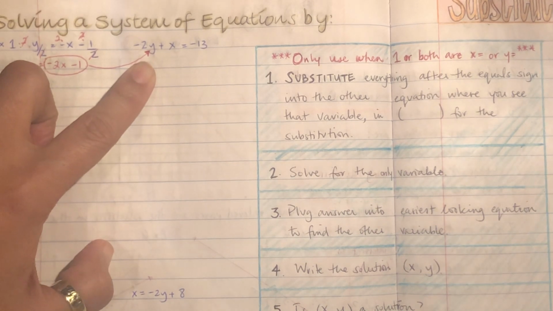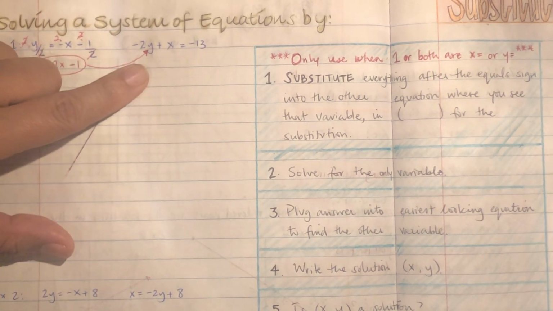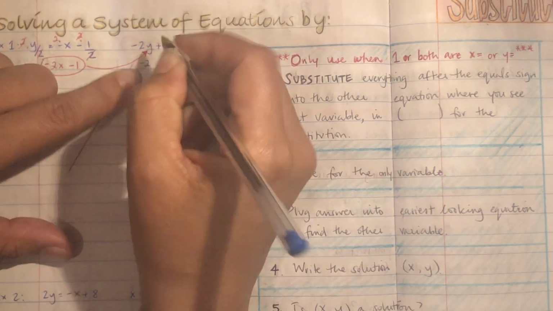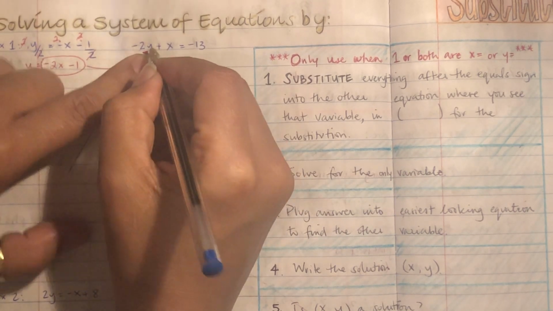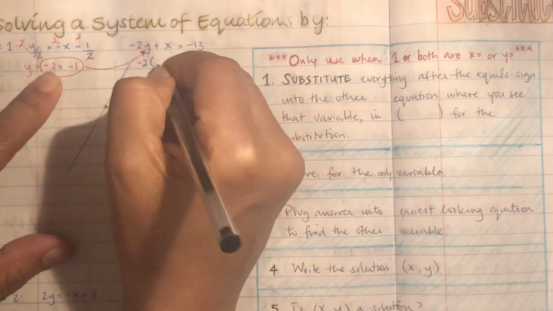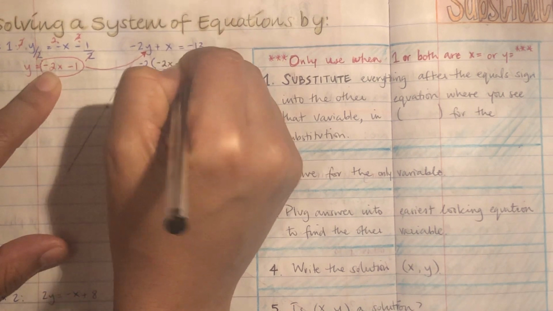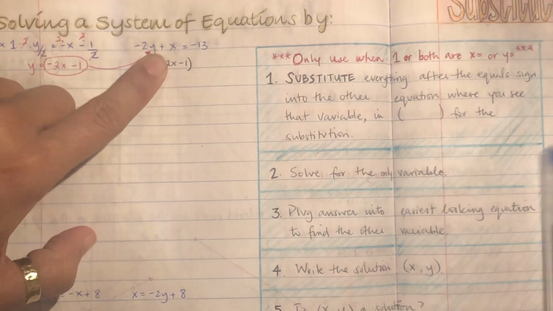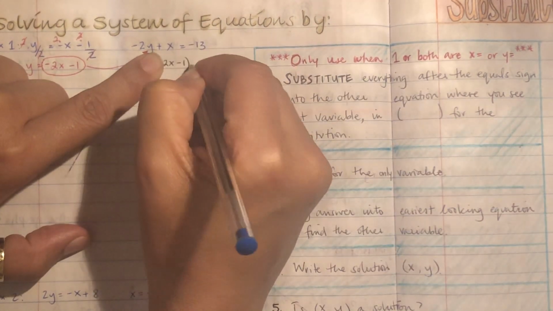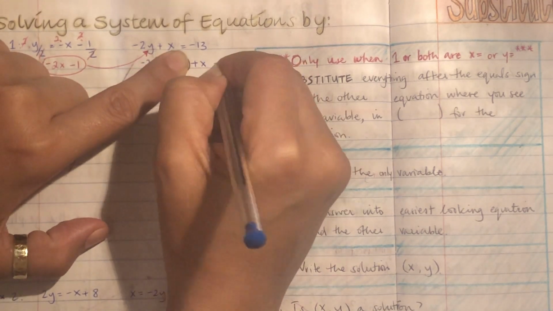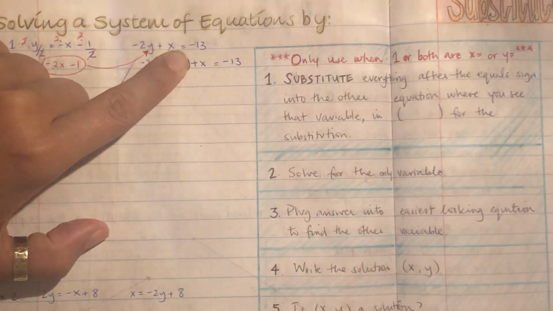Okay, so it's going to be negative 2, so I'm copying it down. Then parentheses for the substitution. What's the substitution right here? Negative 2x minus 1. Okay, then write everything else down. So plus x equals negative 13.